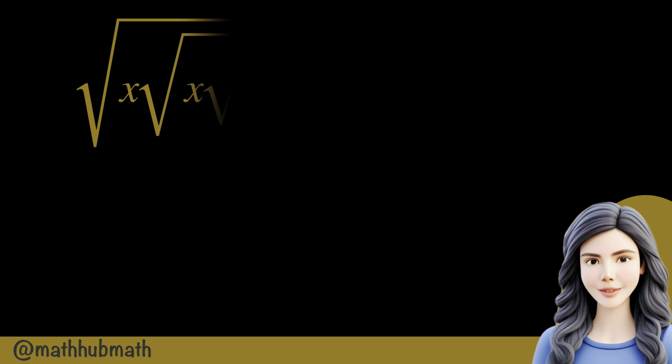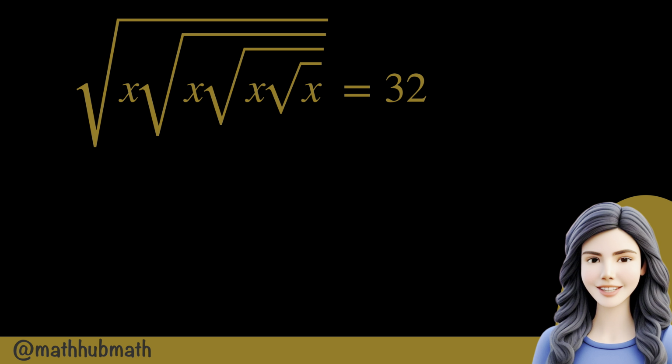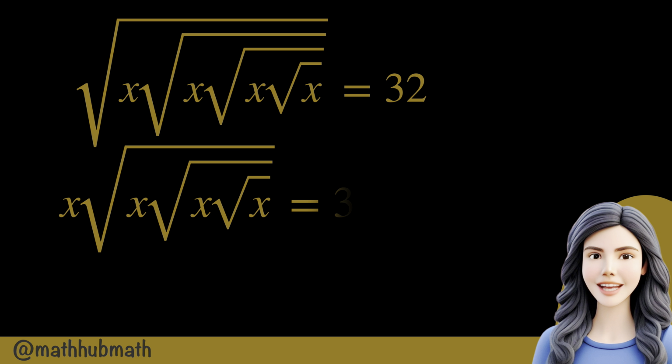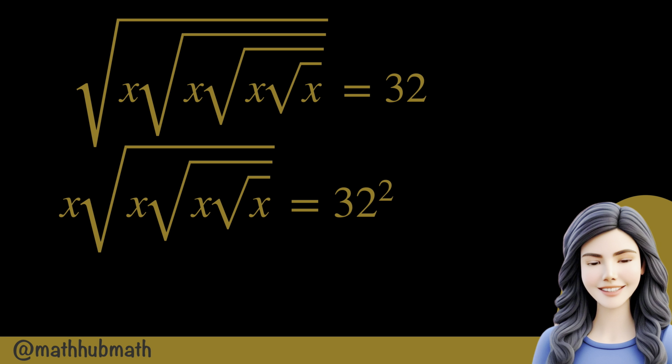Let's start the solution. Before everything, we raise both sides of the equation to the power of 2. On the left side, the radical will disappear, and on the right side 32 will rise to the power of 2. So we would have x multiplied by square root of x multiplied by square root of x multiplied by square root of x equals 32 to the power of 2.